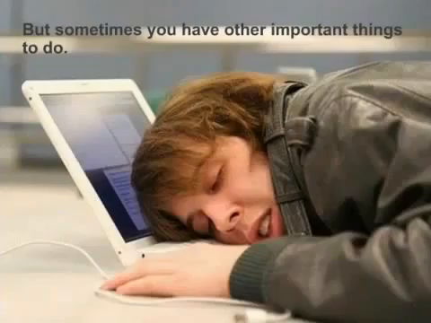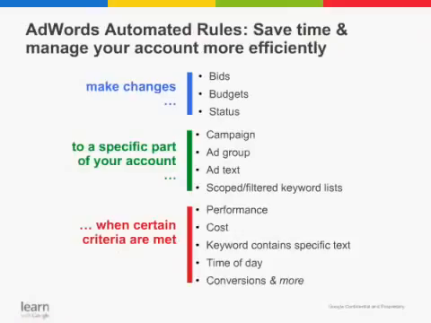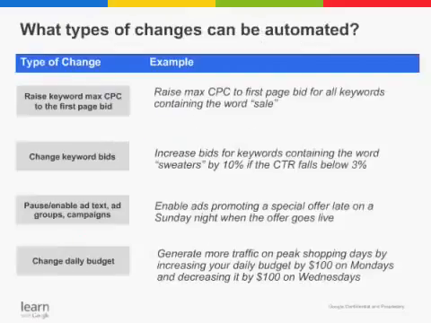And through all this, you've had much more important things to do than constantly log into your account and make changes. Enter Automated Rules. Automated Rules is a feature within AdWords that allows you to automatically make changes to your ad statuses, budgets, and bids to the specific parts of your campaign based on a criteria that you identify, so that you don't have to spend as much time manually monitoring your campaign. Automated Rules are available within individual accounts as well as at the My Client Center level.